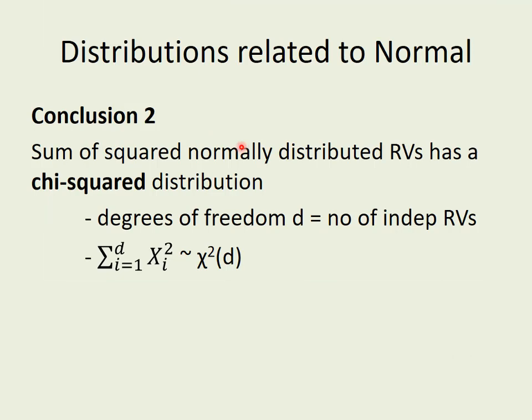So conclusion 2: the sum of squared normally distributed random variables has a chi-squared distribution. The degrees of freedom is the number of independent normal random variables underlying it. If you add up from 1 to d normal variables and square them, then what you get is a chi-squared variable. It follows a chi-squared distribution with d degrees of freedom, and d is how many independent normals you're summing the squares of.